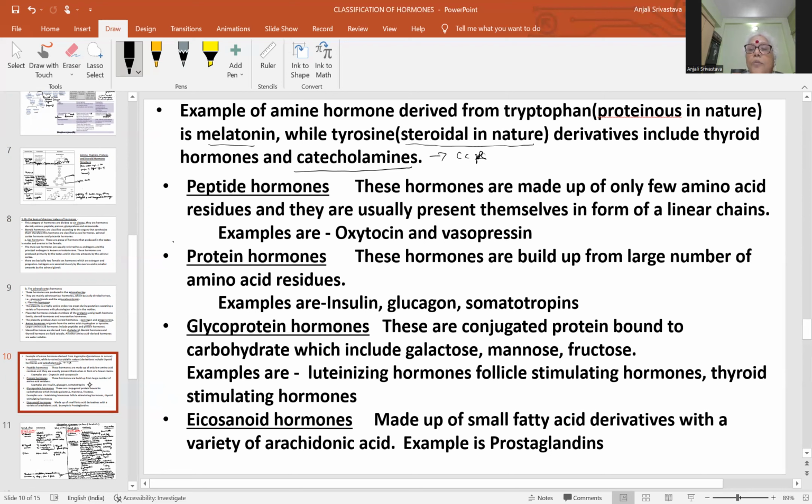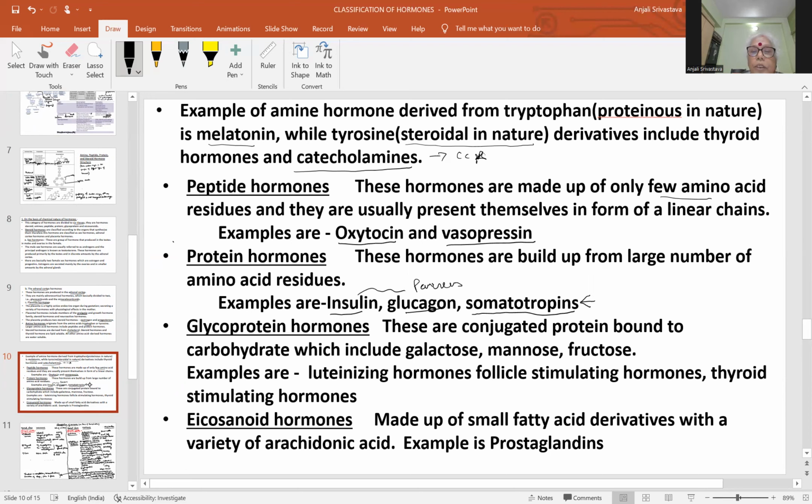Then come the peptide hormones, made up of few amino acids, as I have told you, 3 to 100 amino acids. The best examples are oxytocin and vasopressin, whereas the protein hormones are built up of a large number of amino acid residues, with peptide bonds, whose folding forms different types of proteins. The major protein hormones are insulin, glucagon, and somatotropins. Somatotropins, if you remember, are the growth hormones. Insulin and glucagon are secreted by the pancreas.